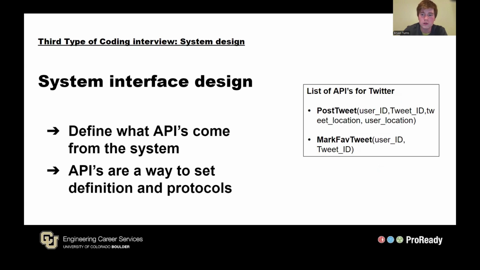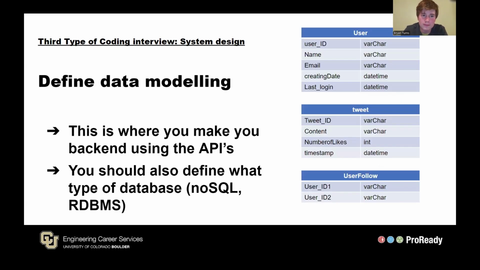Then you're going to want to start to build out the interface. For example, identify some APIs, some functionality that you'll need. So we've got the post tweet and mark the favorite tweet. That's the next step for this style. And then you're going to want to define the data modeling, like the database schema, again asking about what sorts of data they want included.